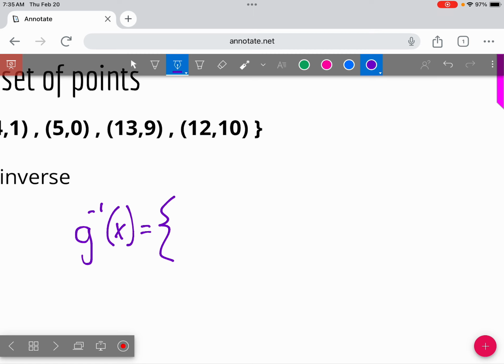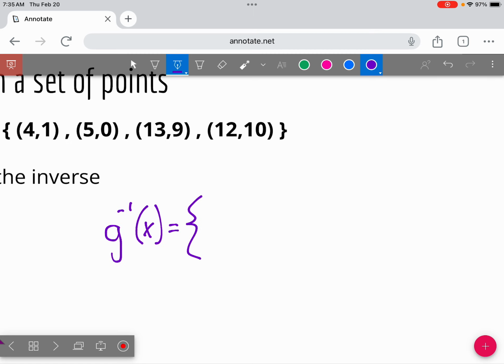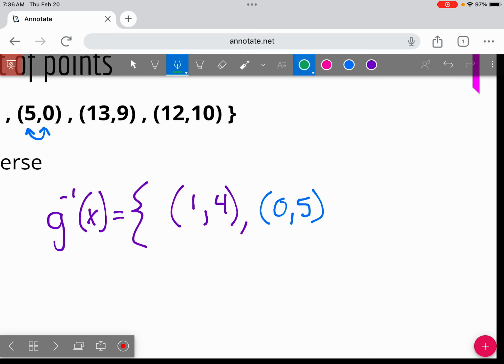So our first point that says 4, 1, what is the inverse of that point? 1, 4. Switch our x and y to 1, 4. Bless you. What is our inverse of 5, 0? 0, 5. 0, 5. What is our inverse of 9, 13?